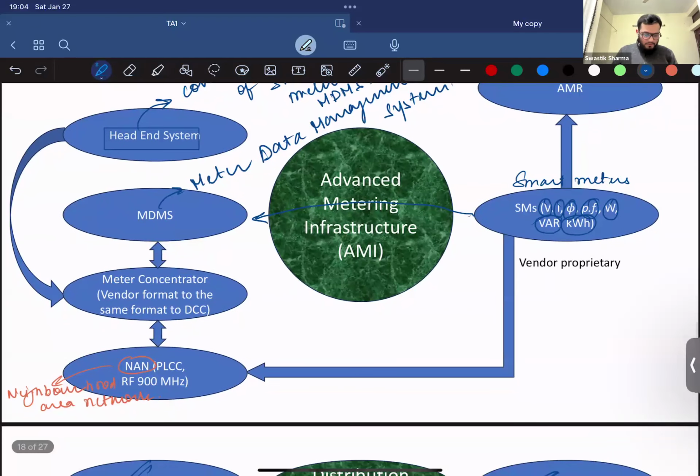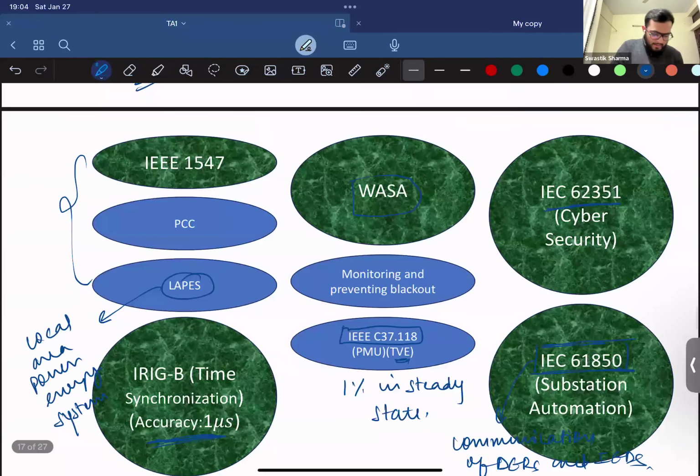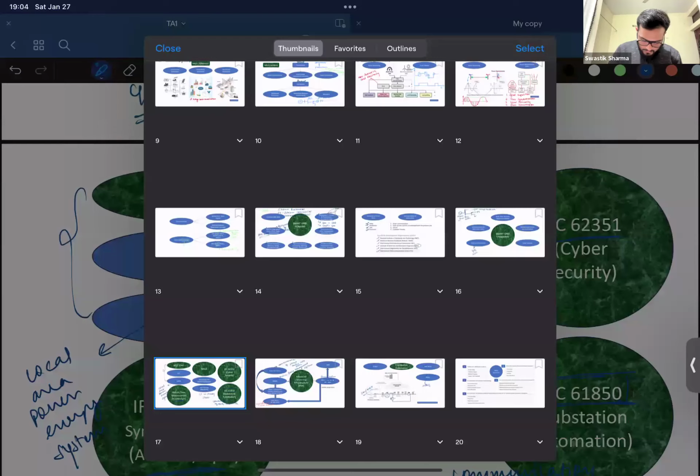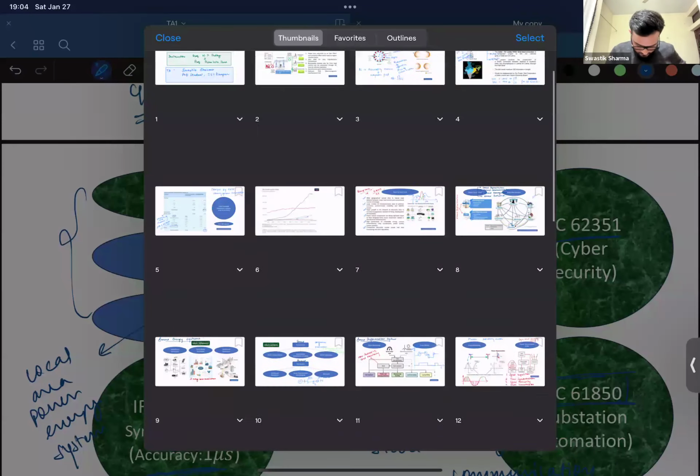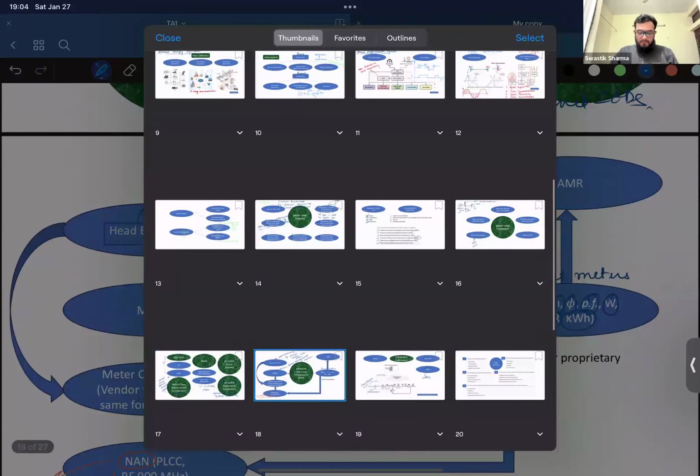Does anyone have doubts? If you have doubts, I'll take them, and then we'll move on to question answers on some sample problems. Anyone who has doubts?